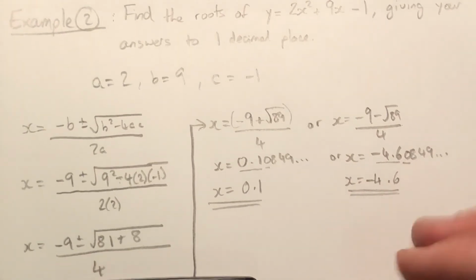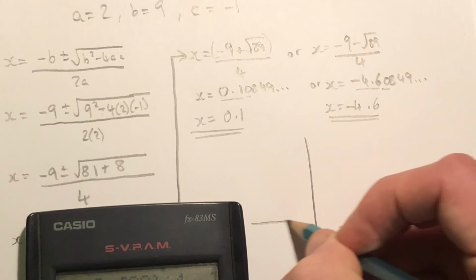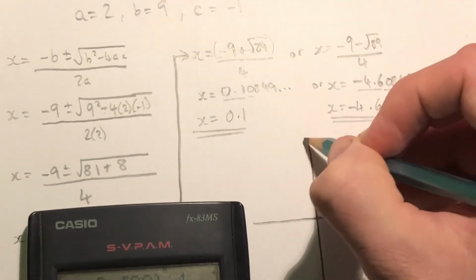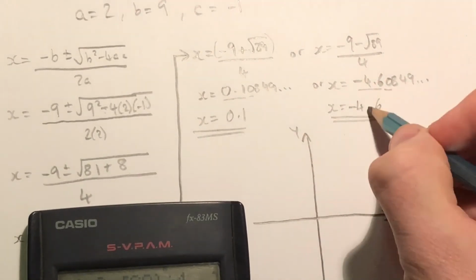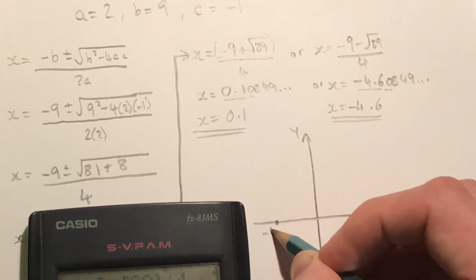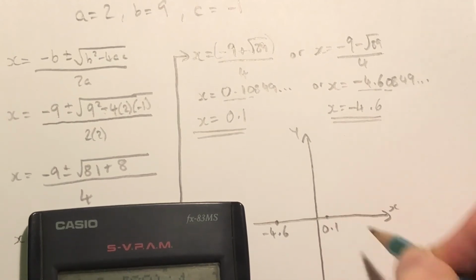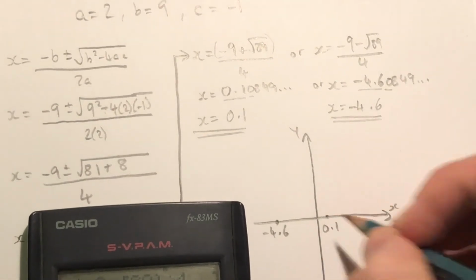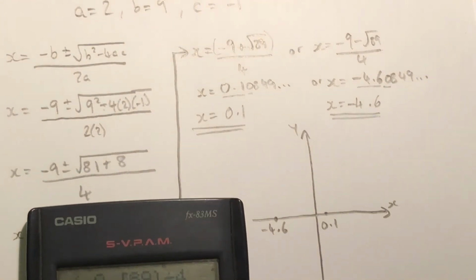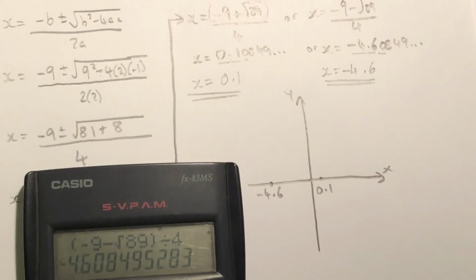And that means that our graph, I should be using a ruler, it's just a rough sketch, y and x, we've got a root at x equals negative 4.6, and we've got one at 0.1. And there you have it. So there'll be a few more examples put up for you on the PowerPoint, but for now, thanks for watching.